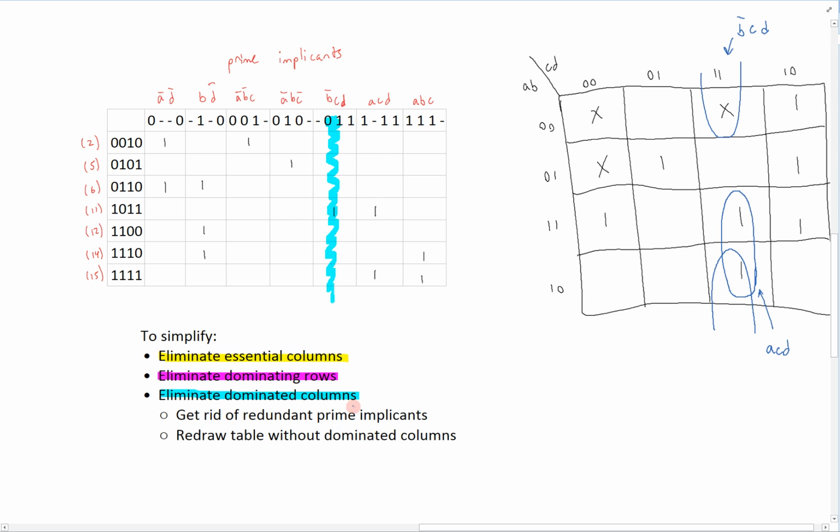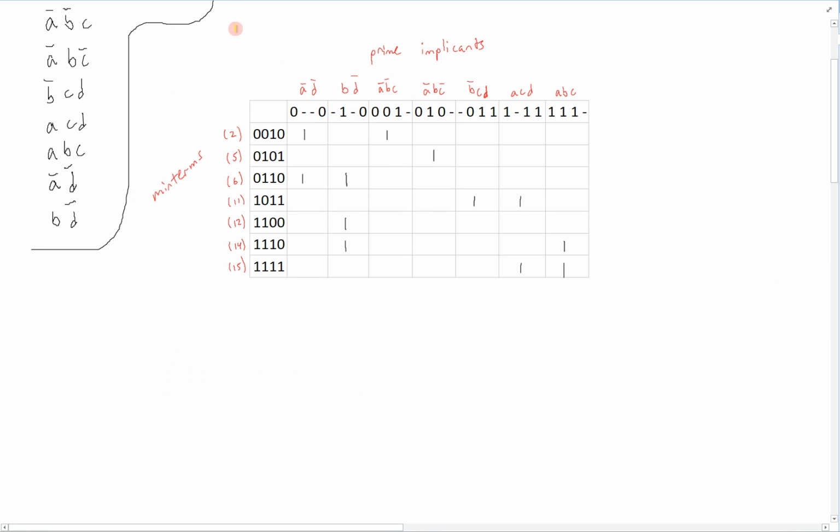So let's look at how all of these operations can simplify our actual example. So just like before, we can see that we have some essential columns here. Specifically, we have this column, and we have this column. And once again, we can eliminate the rows which correspond to ones in these two columns.